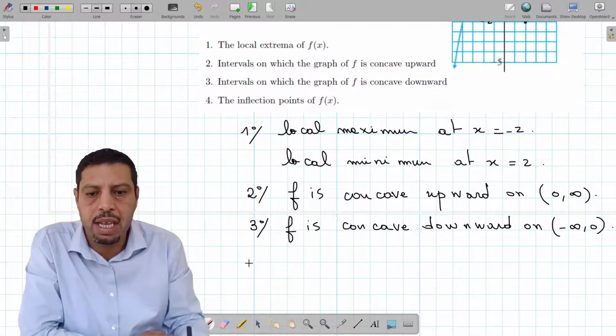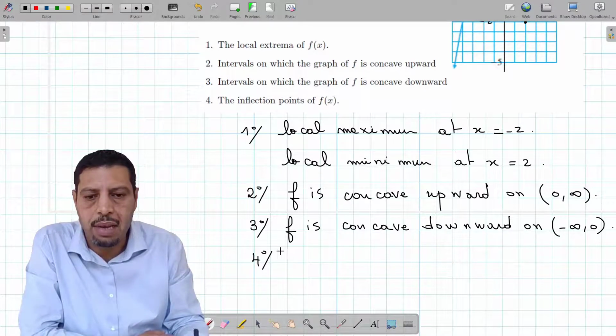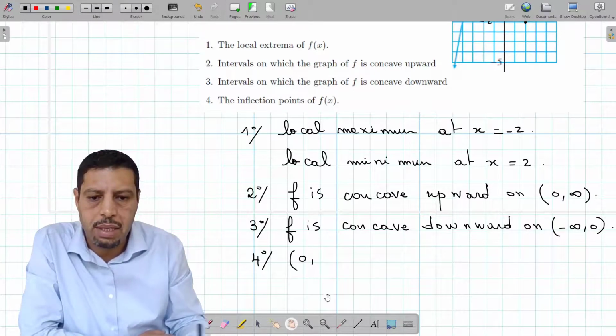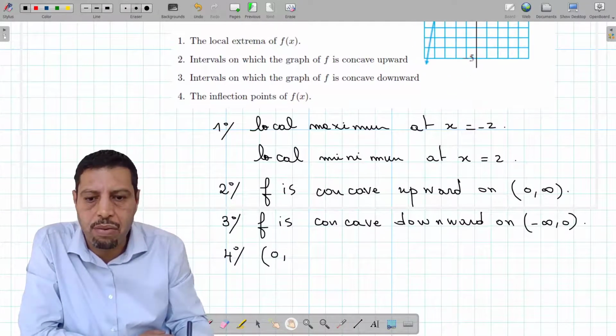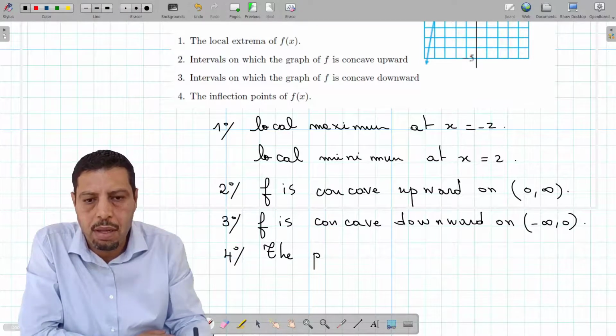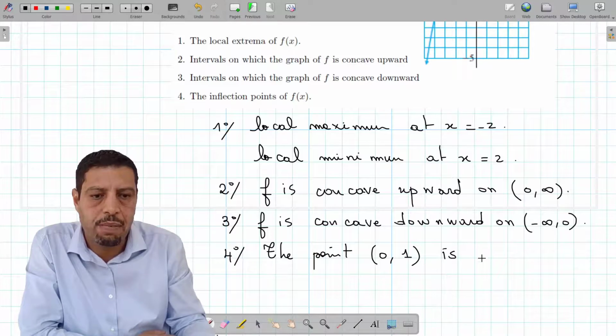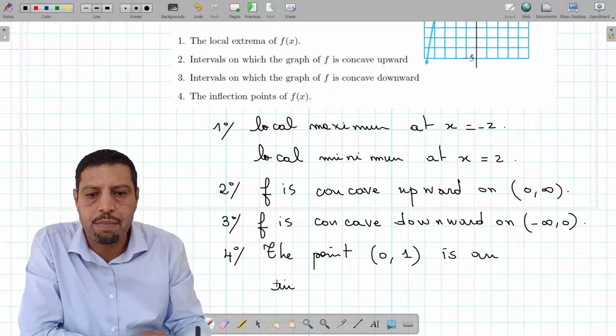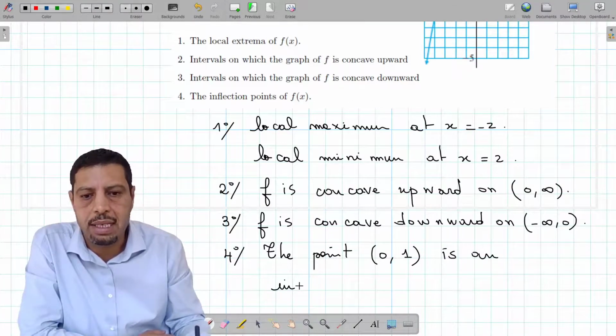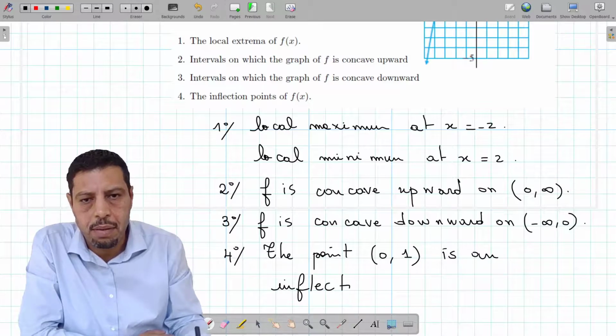So we have an inflection point at x equals 0. And what is the output here? The output is 1. So the point (0, 1) is an inflection point. Or you may say there is an inflection point at x equals 0.